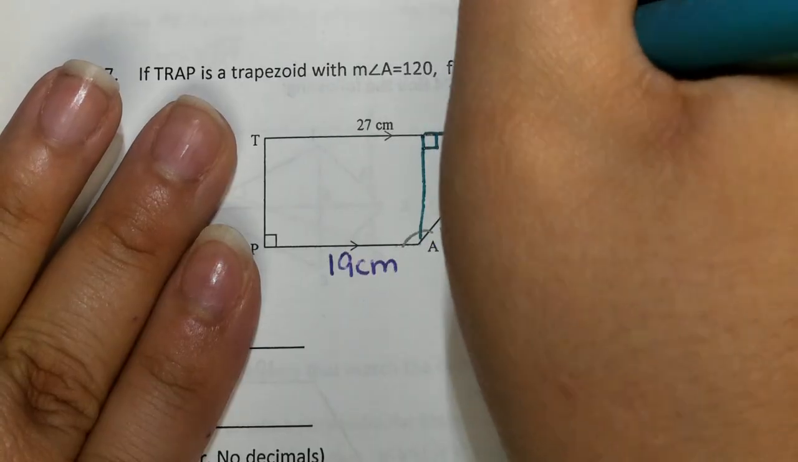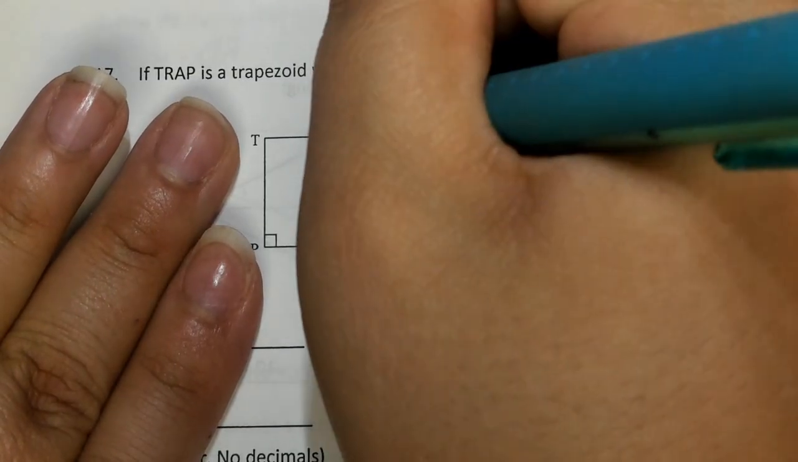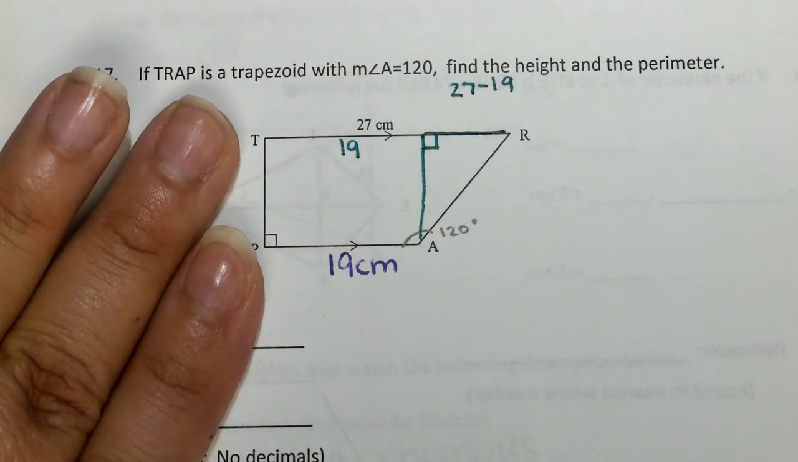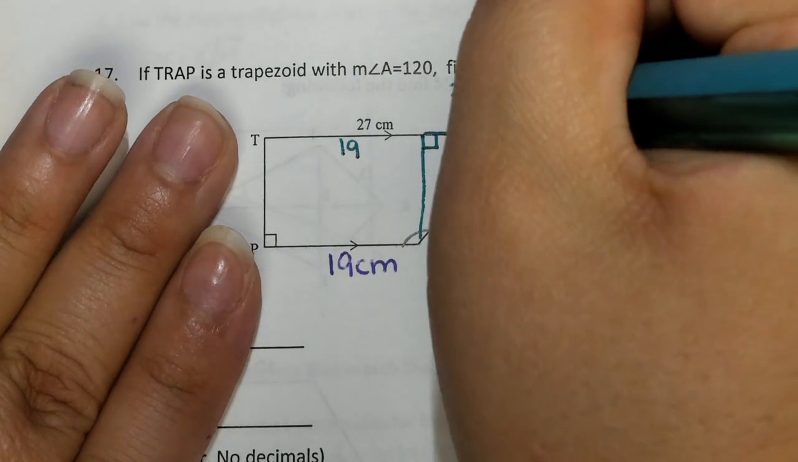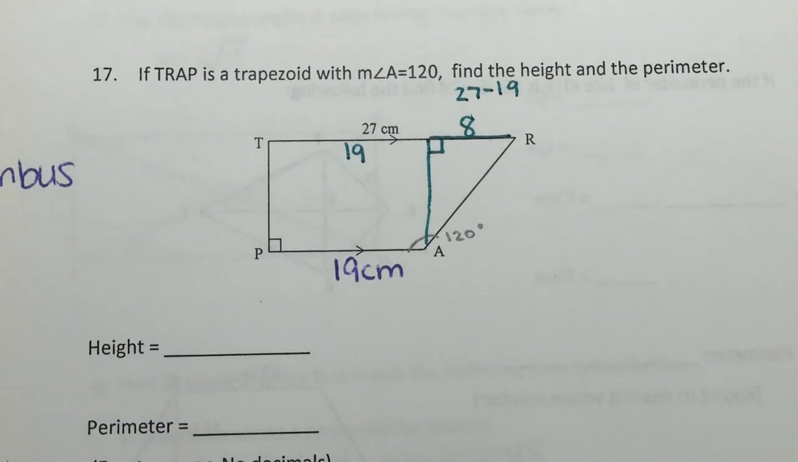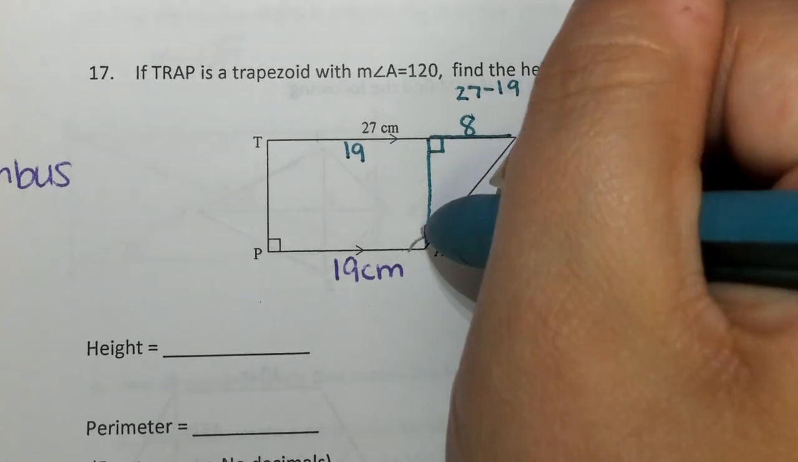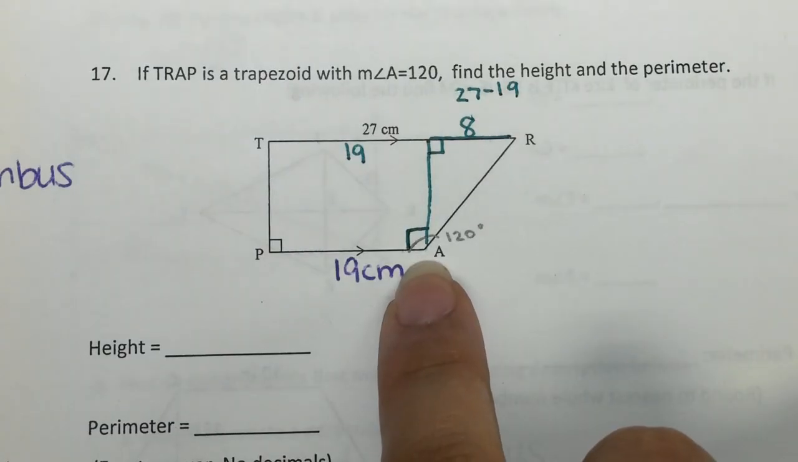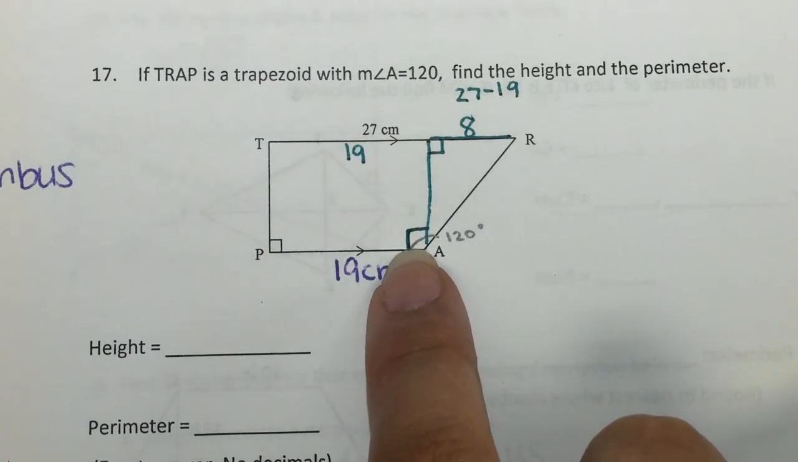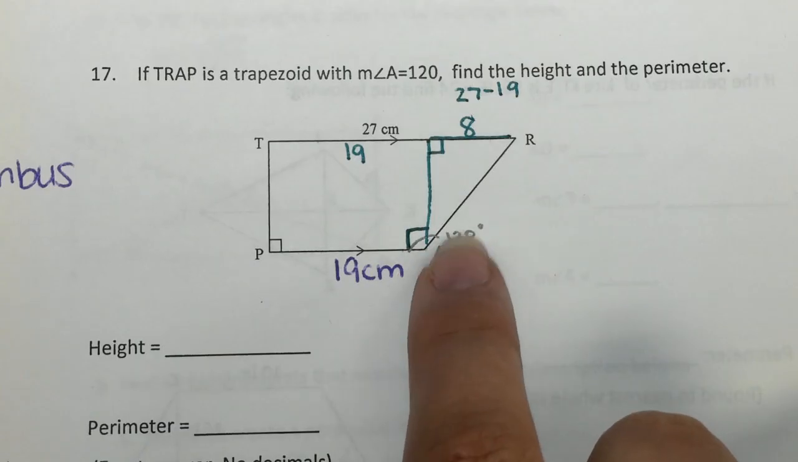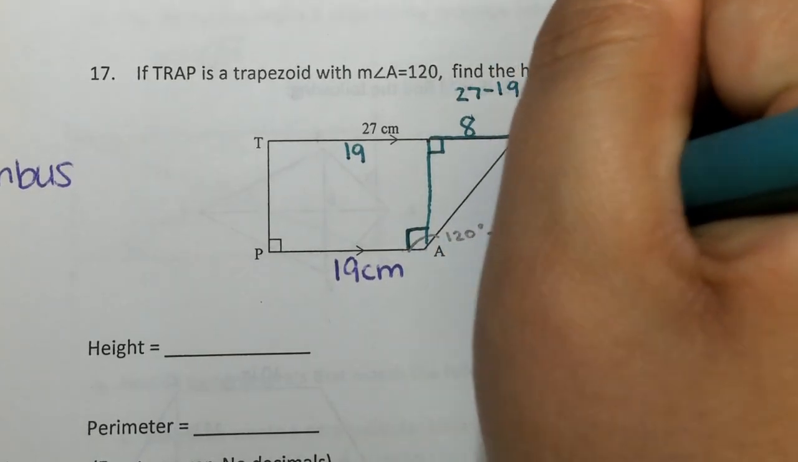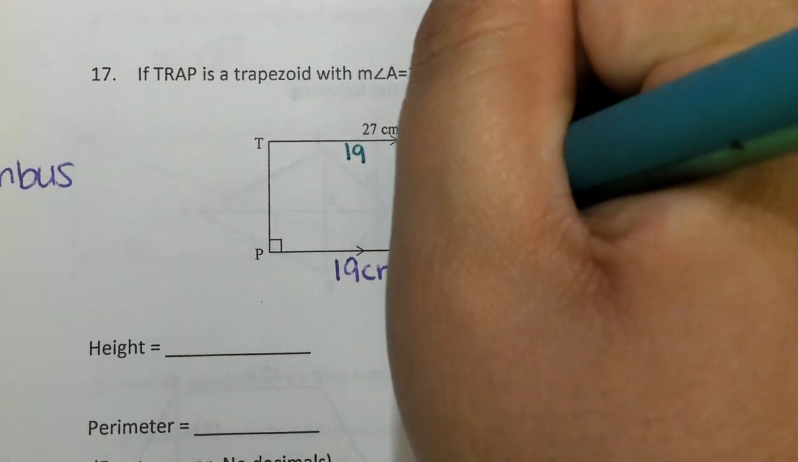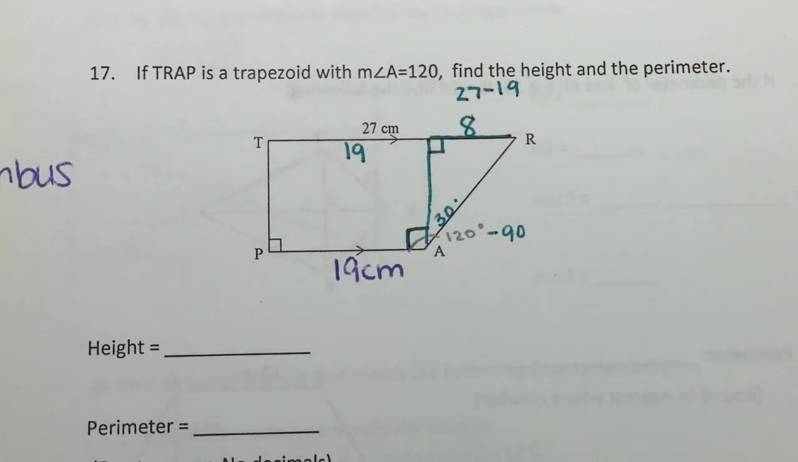So I'm going to do 27 minus 19, because this is also 19 up here. So this part right here is 8. What else do I know? 30, 60, 90. Why is it 30, 60, 90? Because we have a 60-degree angle that we subtracted from the 120. Nope, not a 60-degree angle. This is 90. The whole thing is 120. What's 120 minus 90? No, not that one, the other one. Oh. This is a 30-degree angle.